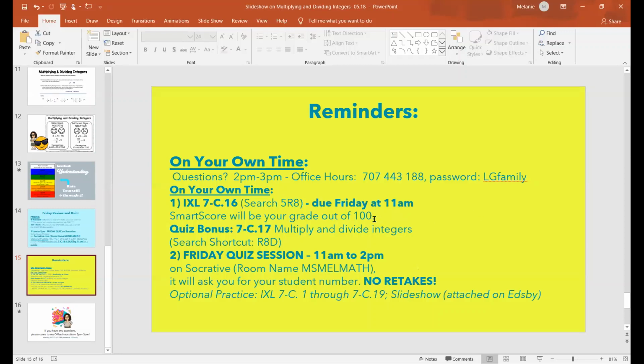And then if you want some bonus points, you could do the bonus skill, which is 7th grade C17. And that search shortcut is R8D. That's for the bonus one, okay? Not for the one for the grade.